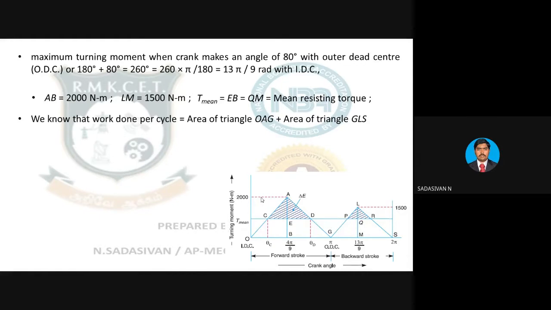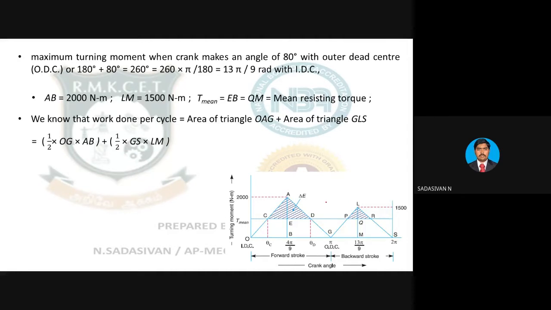We know that the work done per cycle equals the area of the triangles, the entire area, not just the shaded triangle. The two large triangles, if you find the areas and add them, you will get the entire work done. OAG, this whole triangle, is what you did in the last problem, where you found the whole area. Similarly, in this problem, you find the two full triangle areas and add them, and you get the work done per cycle, which is equal to mean torque into angle turned. The same way, I'm going to find the area of these two large triangles. So half into base into height.